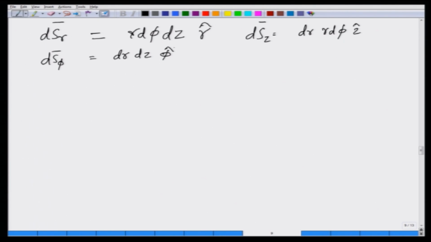Okay. What is the volume element? Well, the volume element is how much you move along r, how much you move along phi, and how much you move along z. That would be r dr d phi dz. Okay. So, hopefully this is familiar.